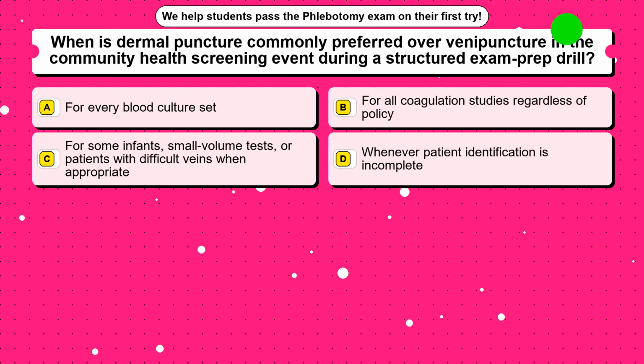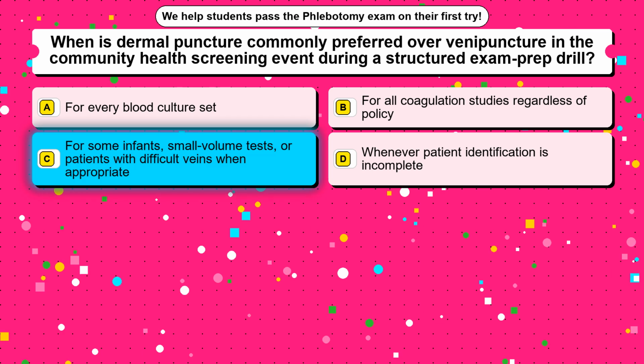Question 54. When is dermal puncture commonly preferred over venipuncture in the community health screening event during a structured exam prep drill? Option A. For every blood culture set. Option B. For all coagulation studies regardless of policy. Option C. For some infants, small volume tests, or patients with difficult veins when appropriate. Option D. Whenever patient identification is incomplete.